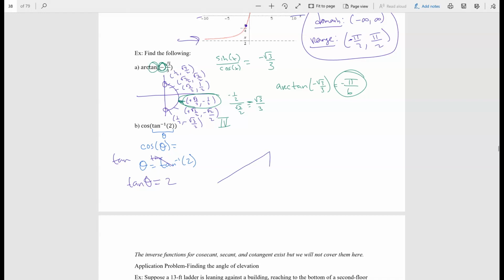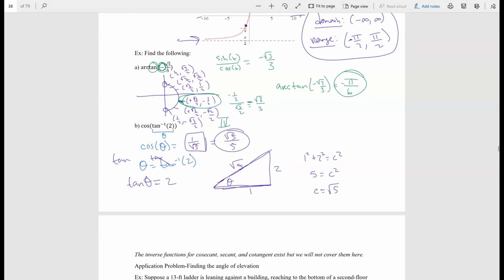So when I draw my triangle, here is theta. This is the opposite over the adjacent, so this is going to be 2 over 1. Let's use the Pythagorean theorem: 1 squared plus 2 squared equals c squared. This gives me 5, so c equals the square root of 5. Now all we have to do is find the cosine. The cosine is the adjacent over the hypotenuse, which is 1 over square root of 5. If you want to rationalize, this is going to be square root of 5 over 5.